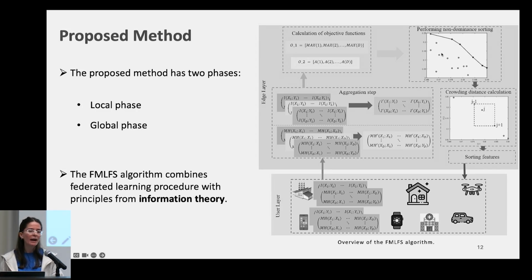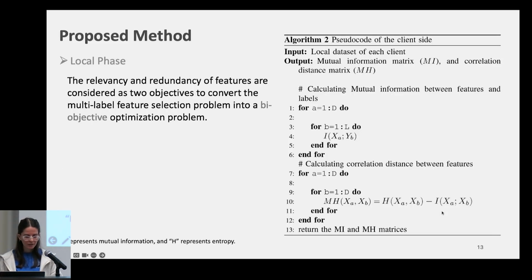By using this Pareto number and crowding distance, we assign another score to each feature, the S score, and we sort the features based on that S score and send the sorted features back to the IoT devices. So the IoT devices can select informative features without sharing their data. So this is the first phase, the local phase that should be done in the IoT devices.